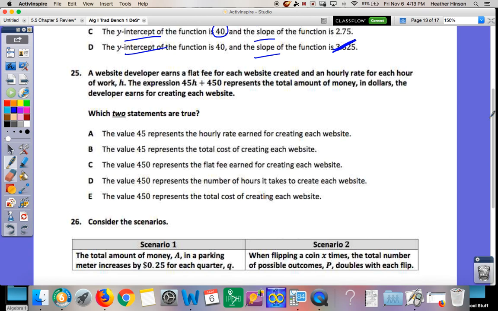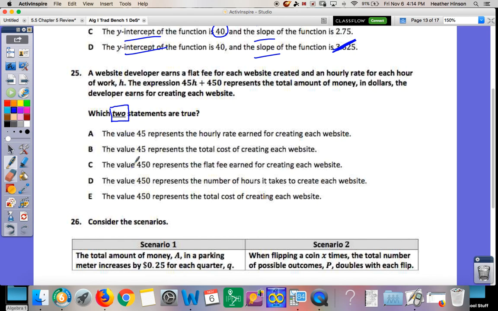Okay, 25. A website developer earns a flat fee for each website created and an hourly rate for each hour of work H. The expression 45H plus 450 represents the total amount of money in dollars the developer earns for creating each website. Which two statements are true? So make sure we get two.